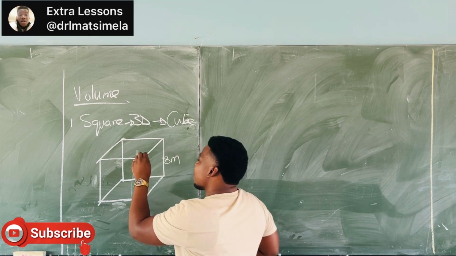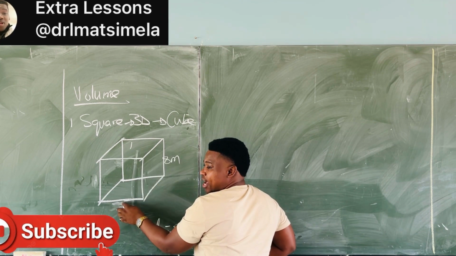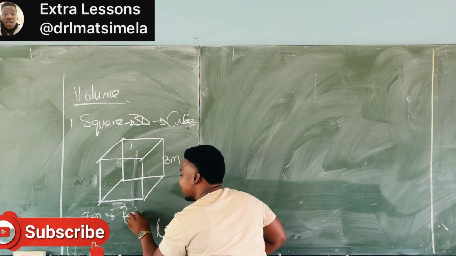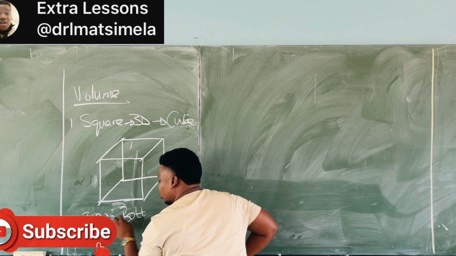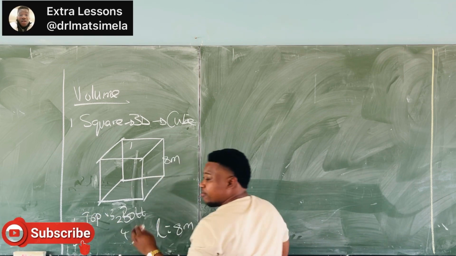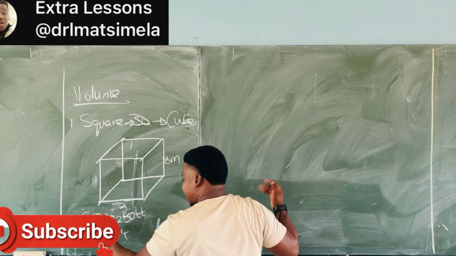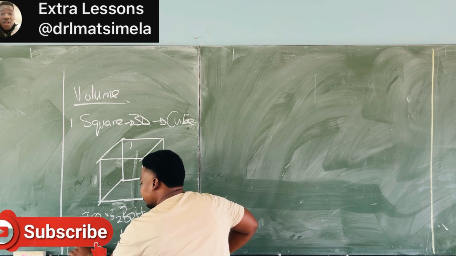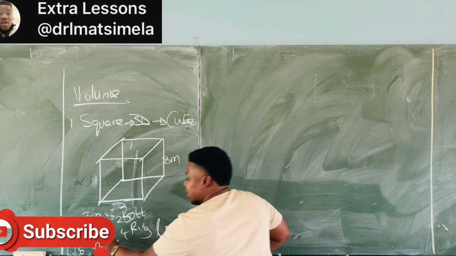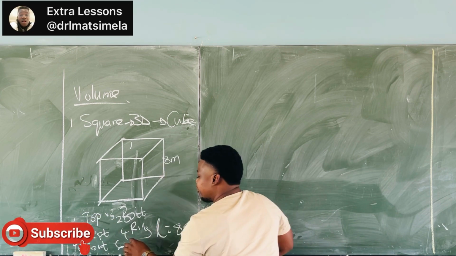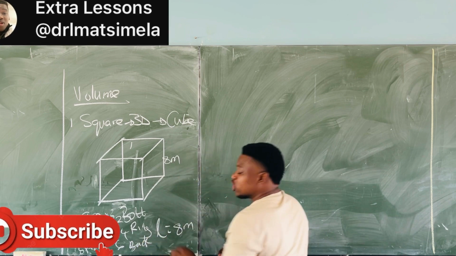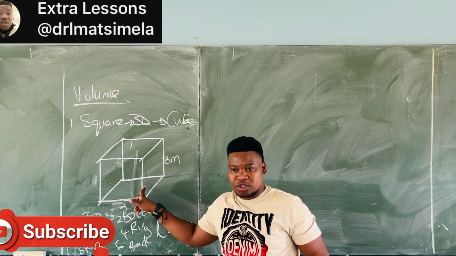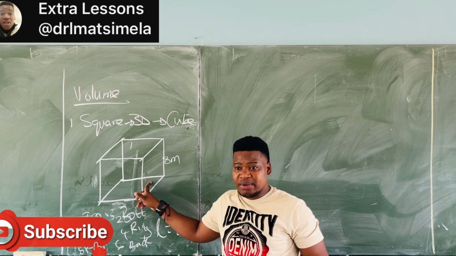Let's start with the top. We have the top one and the bottom one, numbers 1 and 2. Numbers 3 and 4, we have the sides, the left and the right. Number 5 and number 6, we have the front and the back. So which means there are 6 squares in this cube. Are we clear? Yes.